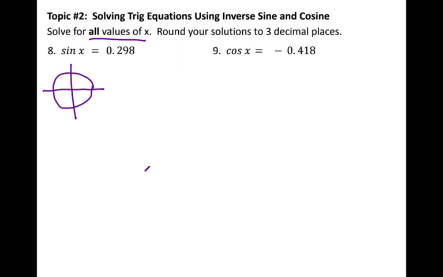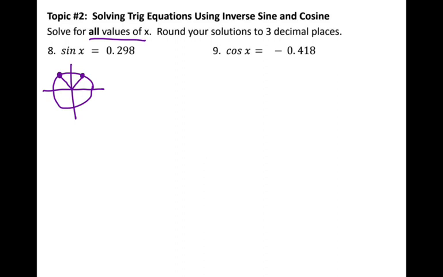So I'm just drawing a blank unit circle. Hopefully your circle doesn't look as wonky as mine does. But I need sine to be positive. So if you'll notice, this value right here is positive. Sine is my y coordinate. My y coordinates are positive over here in this quadrant and over here in that quadrant. So I'm just going to go ahead and draw my 2 angles.